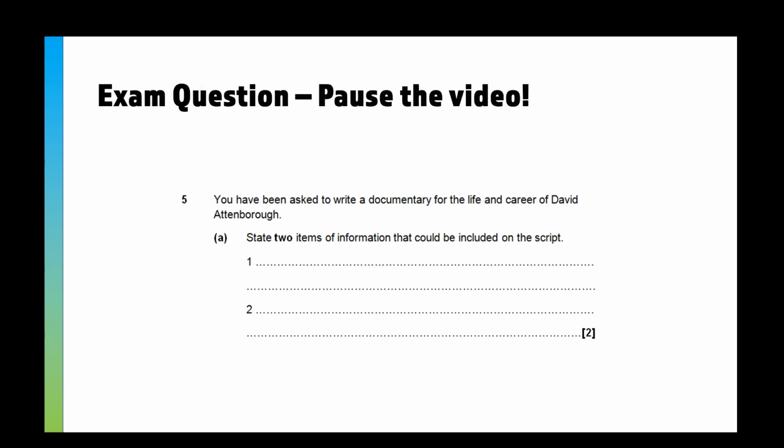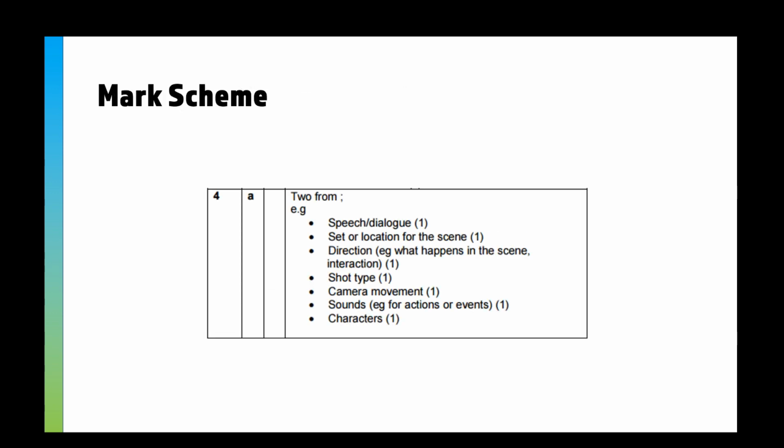And for the answers. So put speech or dialogue, the set or location of the scene, direction, shot type, camera movement, sounds, or characters. Now, what quite a lot of people often do is they will put speech and dialogue is the easiest one to put on, and the location I think is also an easy one. But a lot of people just put things like scene action and just put character, and that's it. They just put character and nothing else, and they miss out on little marks. So you can put exact things like sounds, music, shot types, camera angles.